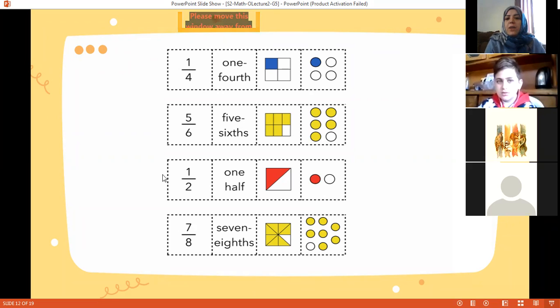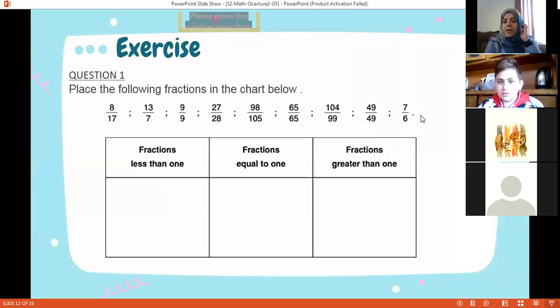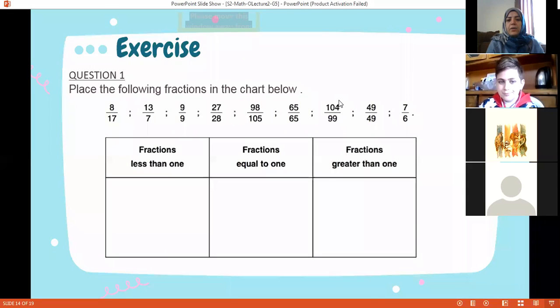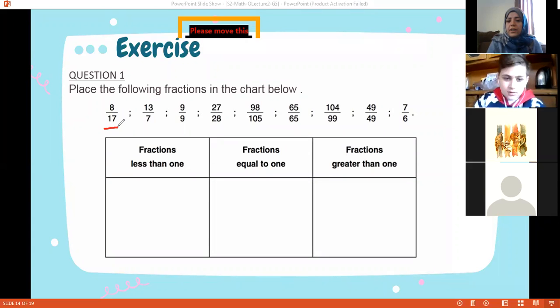Great. Now we are going to start the exercises, and I'm going to pick you one by one to answer the questions. We're going to start with question number 1, and I'm going to start with Hassan Mughniye. Hassan, here we have a lot of fractions. You have to tell me for the first fraction: is it less than 1, equal to 1, or greater than 1?